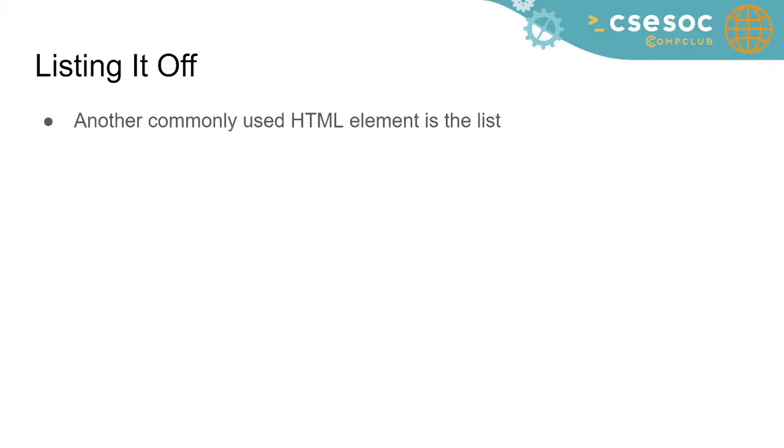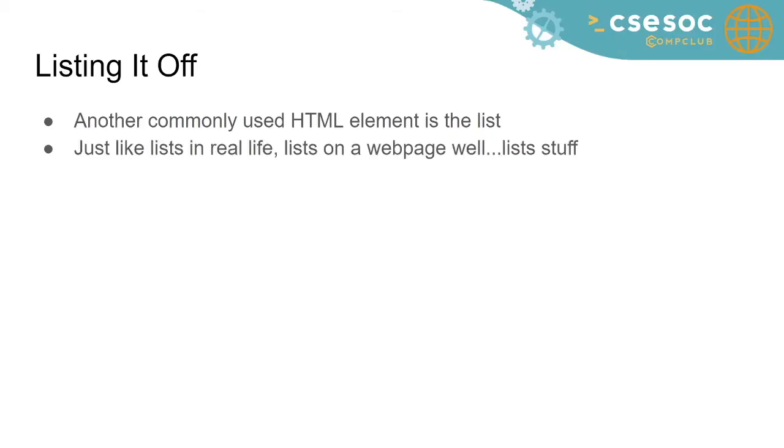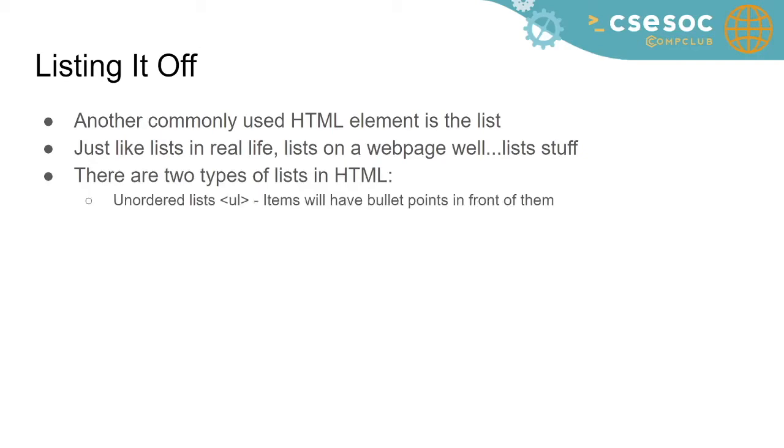The next HTML element we'll be covering is the list. Just like lists in real life, lists on a web page just list stuff. In HTML, there are two kinds of lists. The first is the unordered list, where the items by default have bullet points in front of them, and the ordered list, where the items by default will have numbers in front of them, like 1, 2, 3, and so on.